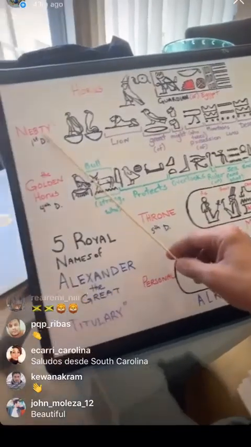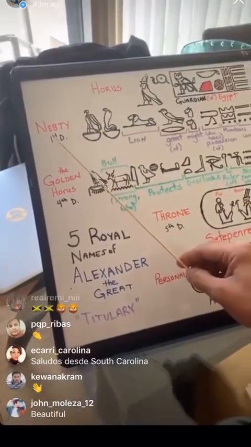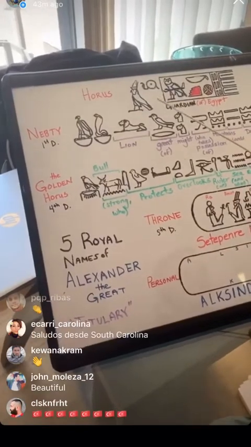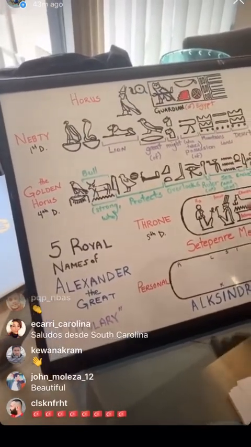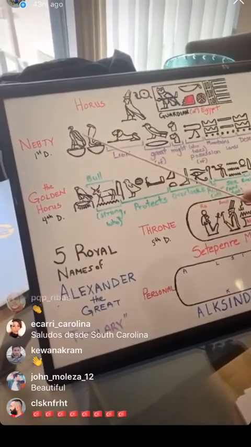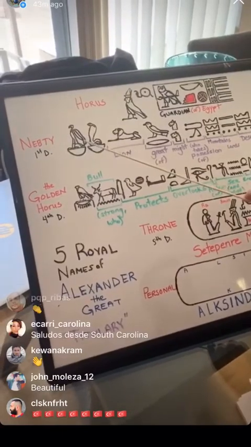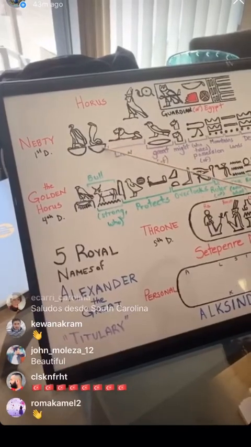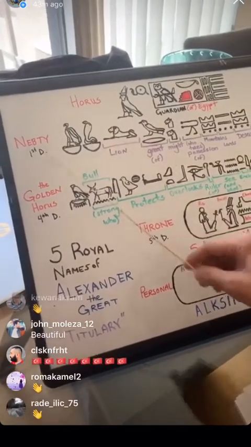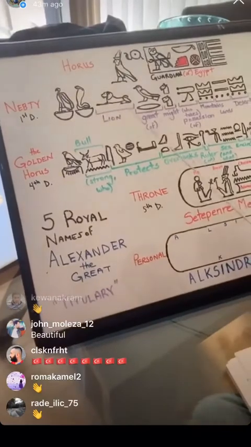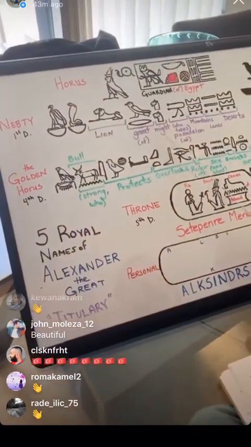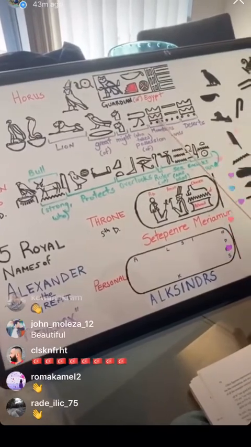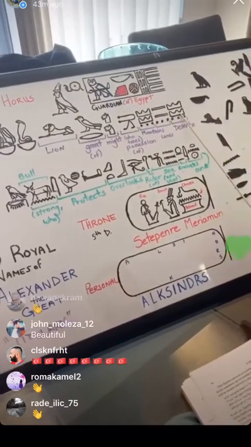The second name is the Nebty name. This is attested from the first dynasty of Egypt. The Nebty name is known as the Two Ladies, which is the vulture, the protector of Upper Egypt, and the cobra, the protector of Lower Egypt. And the Nebty name of Alexander the Great is the lion, great in might, who takes possession of the mountains, the lands, and the deserts.